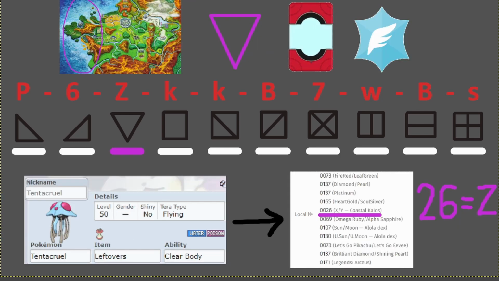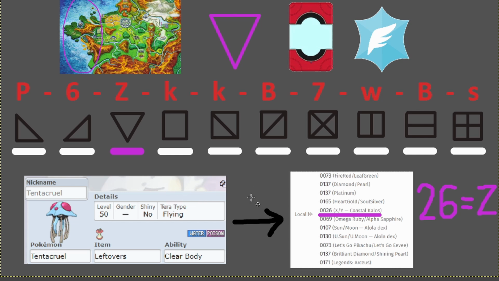Moving on to Clue 6. Clue 6 gives you a map of the Kalos region, but it also circles the left side of the Kalos region, and it has the symbol for the 3rd slot, as well as the Kalos Pokedex with the Terra Flying symbol. Now, the Terra Flying symbol tells you that you need to be looking at Tentacruel, as it was the only Terra Flying Pokemon on the team.